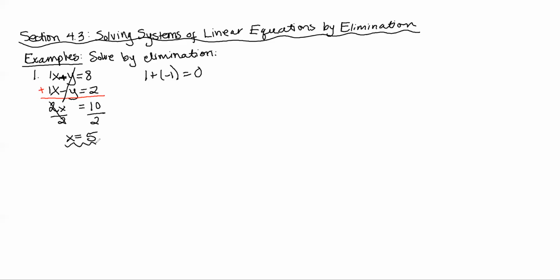And remember, we still need both the x and the y's together as part of our solution. So I'm going to take this 5 for x and plug it back into either one of our equations. The one with the positive y is going to be a little bit nicer. So we have x plus y equals 8. We'll plug in 5 for x. So 5 plus y equals 8. And subtract that 5. So we get y equals 3. And we have our solution. Remember, write it as an ordered pair. We have the solution 5, 3.